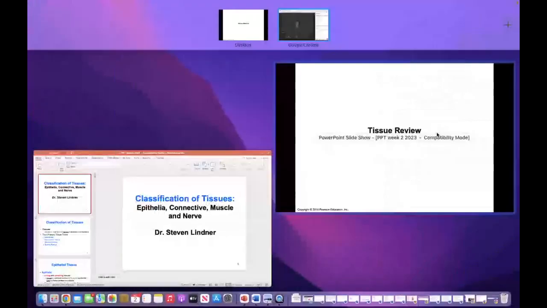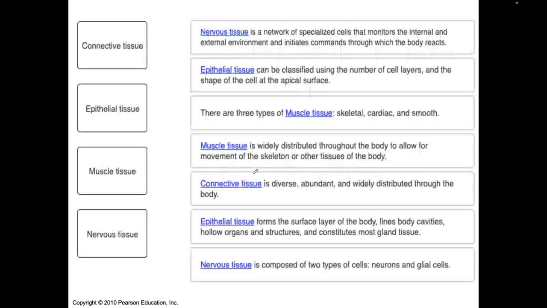Hi, class. Now that we've covered the four different types of tissues, why don't we do a little tissue review? These are things that have popped up on some of the old McGraw-Hill Connect quizzes. So let's try and get comfortable with some of the information that they've asked. It's important not just to look at the answers, but look at them all. Look at some of the distractors because oftentimes they pop up as well.